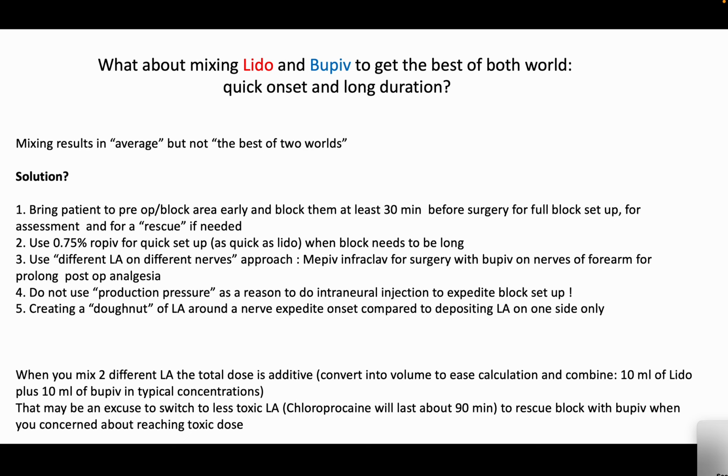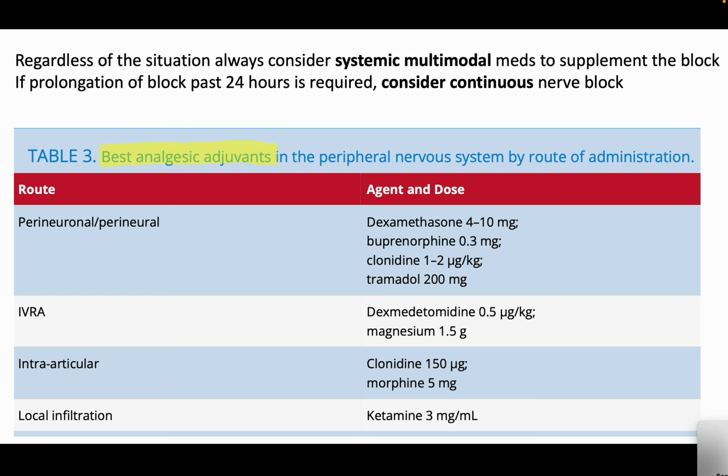And occasionally, maybe there is an excuse to switch to a less toxic one, let's say chloroprocaine, that will last about 90 minutes because it's probably the least toxic local anesthetic available, for rescue blocks, when bupivacaine was used and we're concerned about reaching toxic dose.